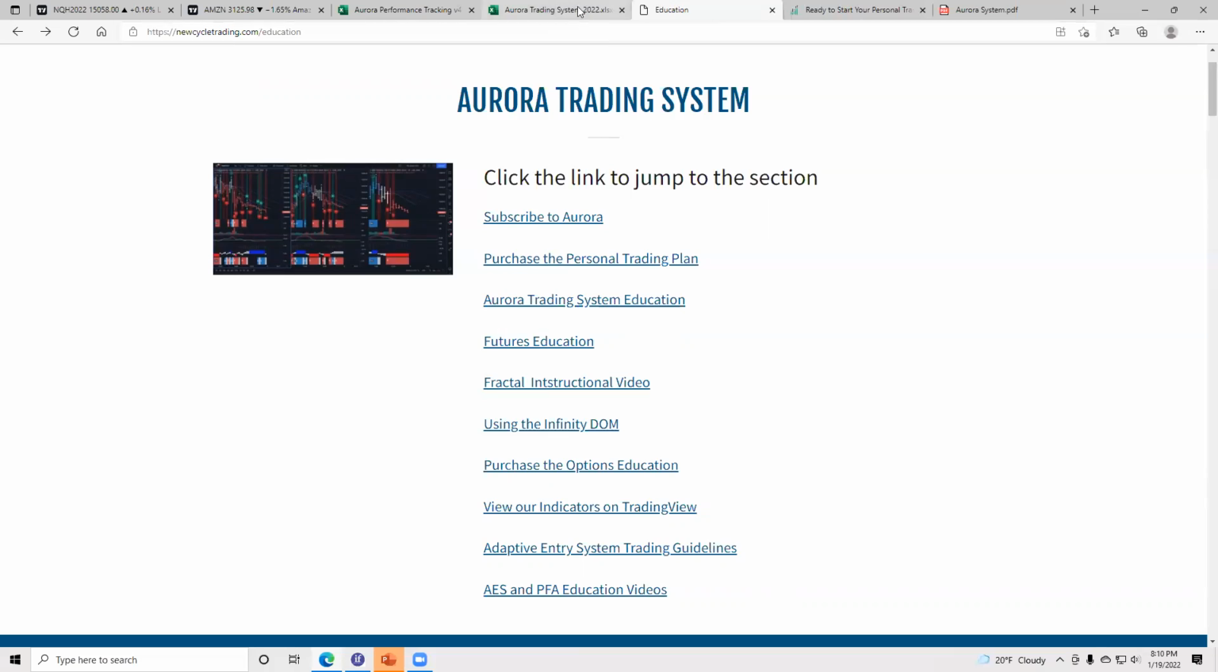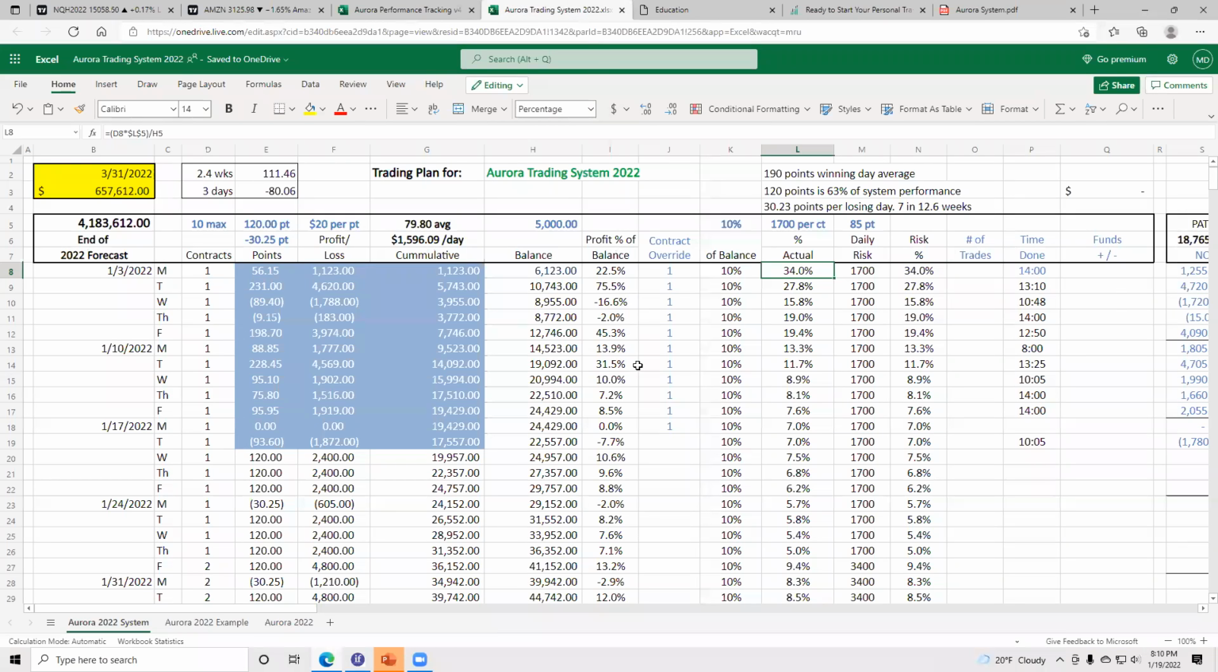Are you talking about the personal trading plan here, Rob? Yeah, that's based on trading 1 contract. You can see here that we traded 1 contract.